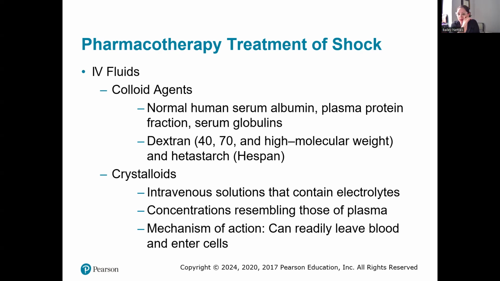Okay, so this is when we don't need volume. Our volume in our blood is important, right? But our tissues are so dehydrated, we need to get the tissues rehydrated as well. So these contain electrolytes, and they can even resemble plasma.